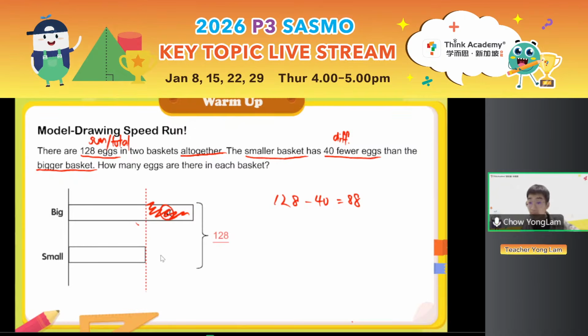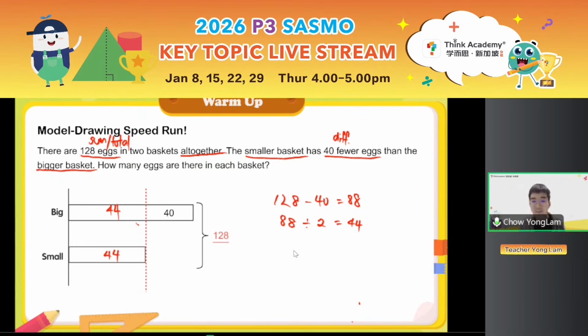Okay, but that doesn't mean that this is 88 and this is 88. The 2 bars add up together will be 88. And they are referring to the same number now because I take away the difference. So it's 88 divided by 2 equals 44. That means each of the common parts here is 44. But don't forget there is a 40 that is extra for the bigger basket.